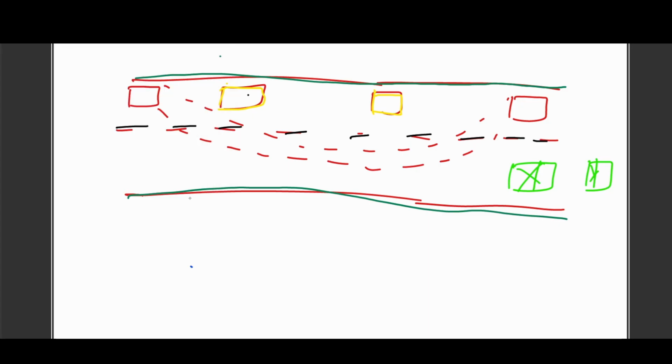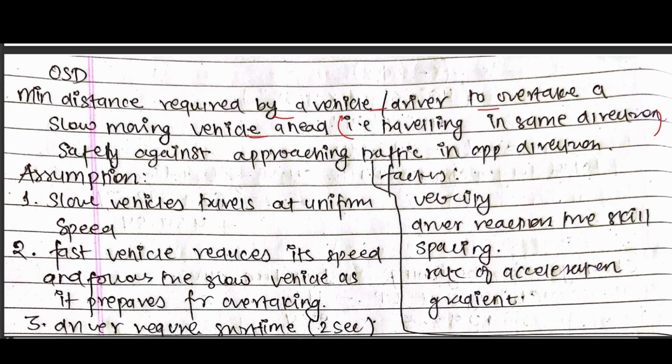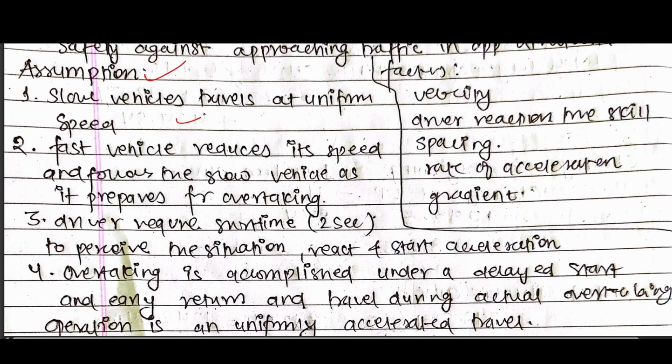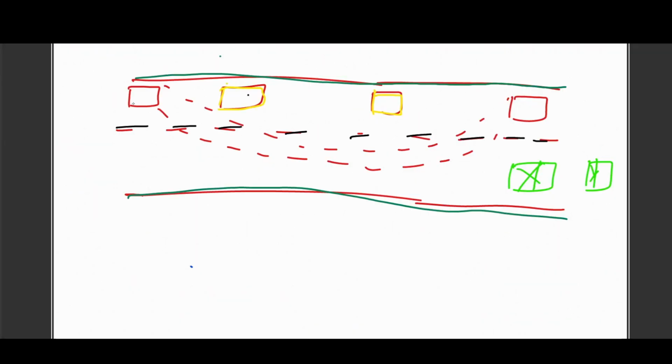Right now, we explained that the overtaking sight distance is the minimum distance required by the vehicle to overtake. So what will be the assumptions in this overtaking sight distance? First assumption is the slow vehicle travels at uniform speed and the fast vehicle reduces its speed and follows the slow vehicle as it prepares for overtaking. Like here I will be coming at very high speed, but I will be reducing my speed and maintaining it according to the speed of the slow vehicle.